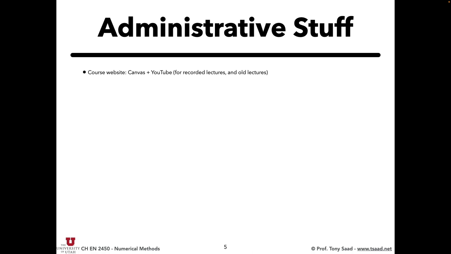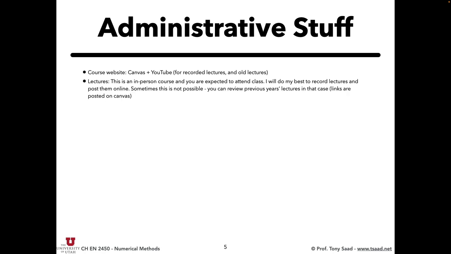Okay? I will make every attempt to record these lectures, and I'll talk about that in a minute. So I have Canvas plus YouTube. I host all the recorded lectures privately on YouTube, and I link to them through Canvas. So when this lecture is done, I go to the office, convert it to MP4, upload it to YouTube, put the link on Canvas, and then you can see it on Canvas. You can bypass all of that by going directly to the YouTube channel, which I'll show you in a second.